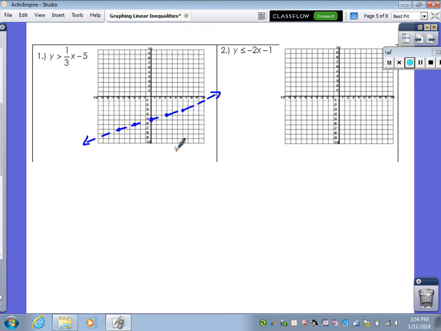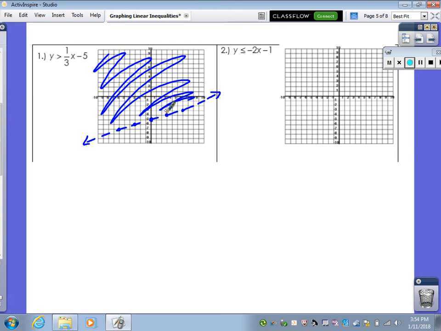Now for the shading, if you use the trick of greater than or less than, it shows y is greater than 1/3 x minus 5, so we're going to shade everything above the line. I picture the line as part of the roof of a house, so if the roof went like this, this is above the roof, this is above the house. So you're just going to shade it in like that, and it doesn't have to be perfect.